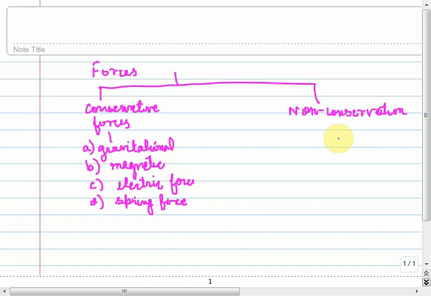Now, what are non-conservative forces? Tension force, second friction force, third one is air drag, normal force, and another one is applied external force.